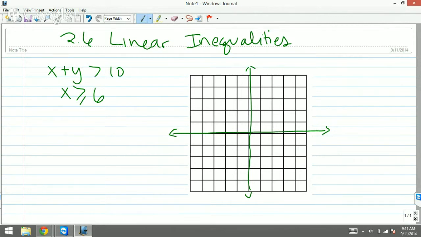So what's the y-intercept of the first one? 10. What's the slope? Thank you, Jared. You subtract the x over. Right, so if you do that, you get y is greater than negative x plus 10. Okay, if you need to rewrite it.